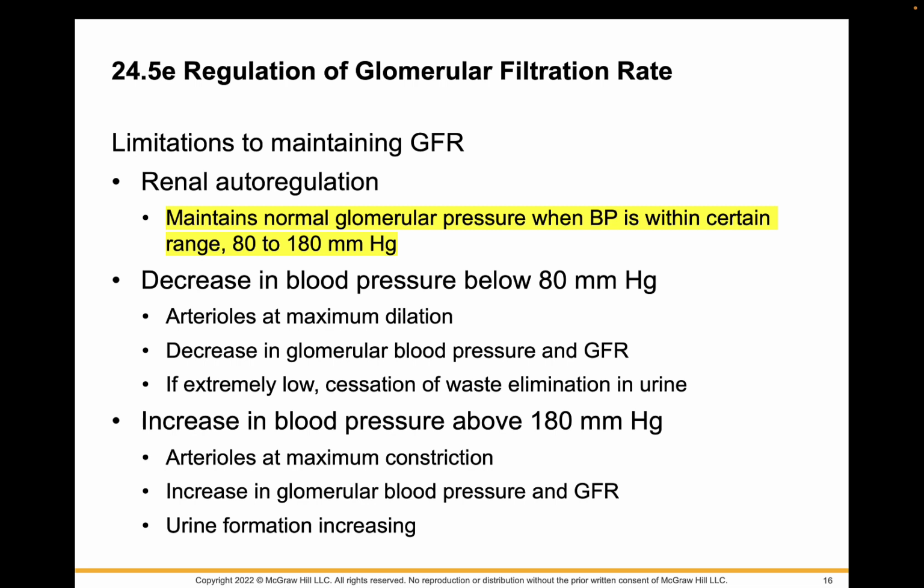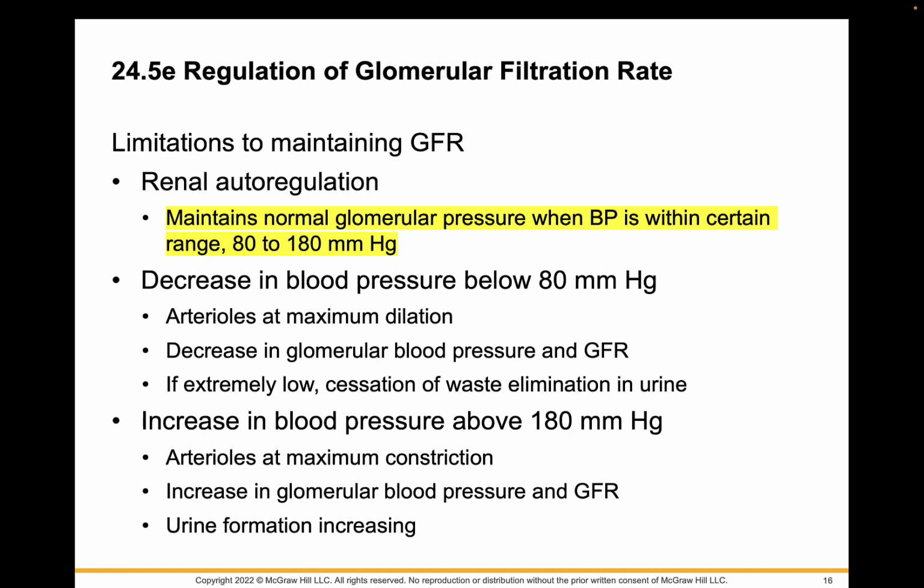Now, when we talk about renal autoregulation, basically this will maintain a normal glomerular pressure when blood pressure is within a certain range, and that range is 80 to 180 millimeters of mercury. When we see a decrease in blood pressure below 80 millimeters of mercury, arterioles are at their maximum dilation. There's going to be a decrease in glomerular blood pressure, and that results in a corresponding decrease in glomerular filtration rate. If this gets really low, it can cause the cessation of waste elimination in urine, and waste will accumulate in the blood.